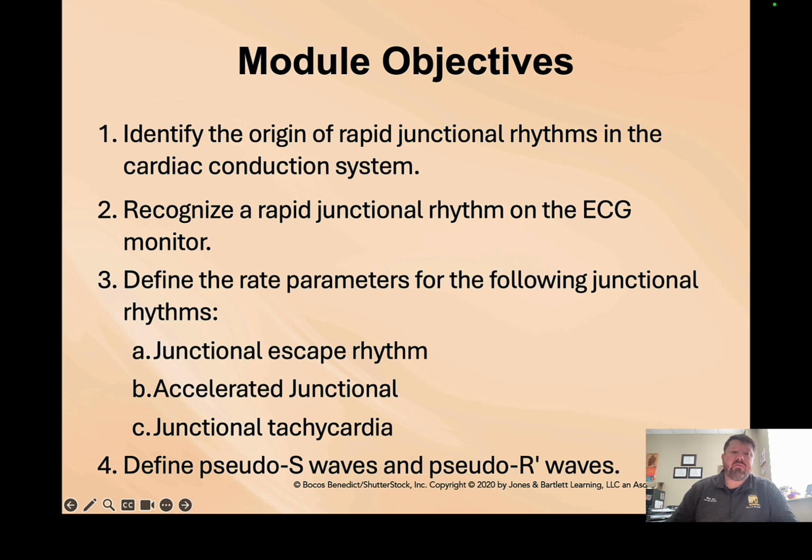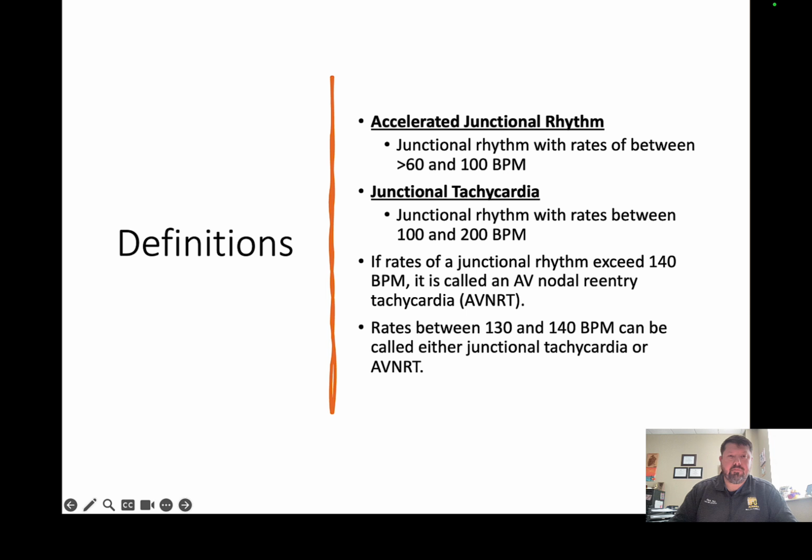So we're going to identify the origin of rapid junctional rhythms in the conduction system. We're going to recognize a rapid junctional rhythm on the ECG monitor. And we're going to define the rate parameters, which I've already done, but we're going to look at them again, of a junctional escape rhythm, an accelerated junctional, and a junctional tachycardia. And then we're going to define the concept of pseudo S waves and pseudo R waves.